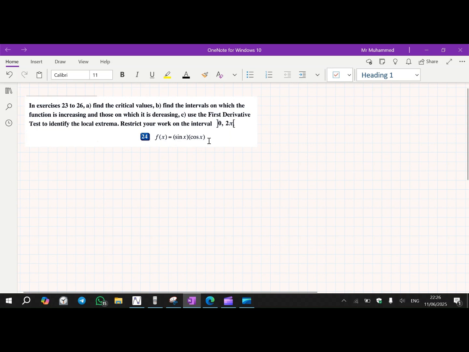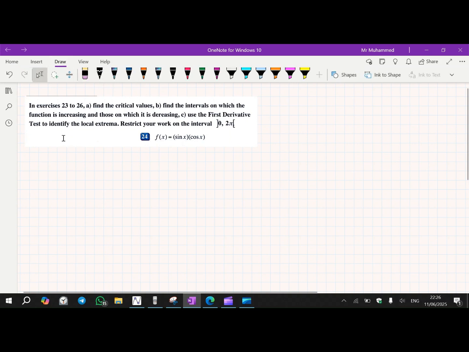And we need to find critical values, intervals on which the function is increasing or decreasing, and use the first derivative test to find local extrema, meaning maximum and minimum. First of all, this function is very important. If you know its graph, then you will have no problem. You can find everything graphically.